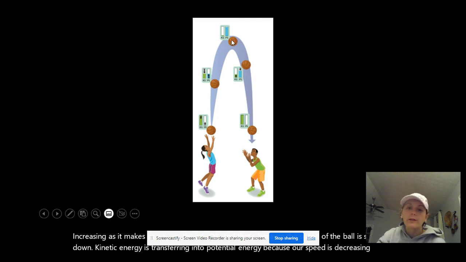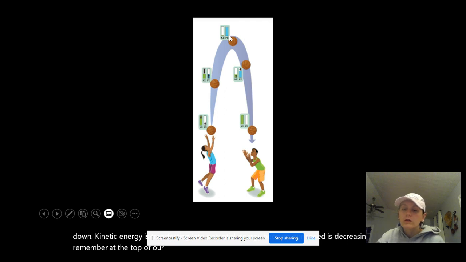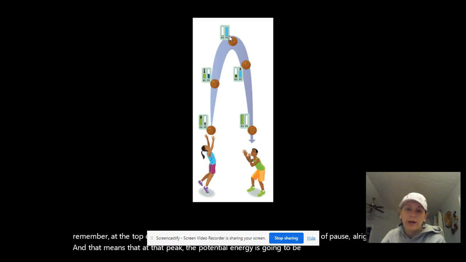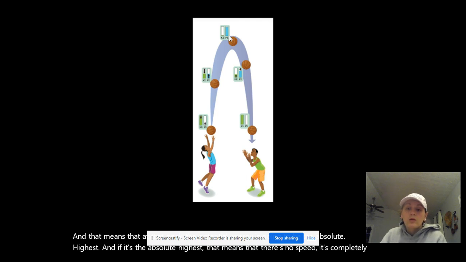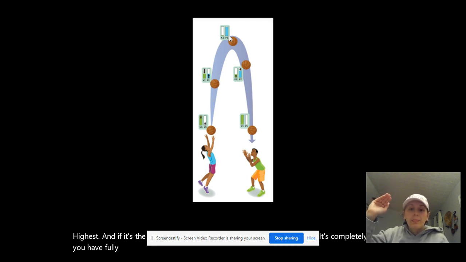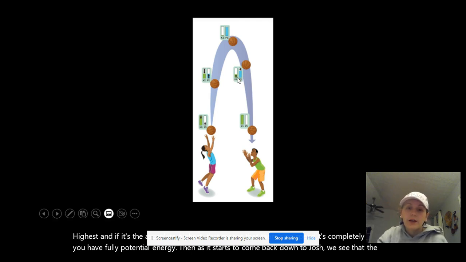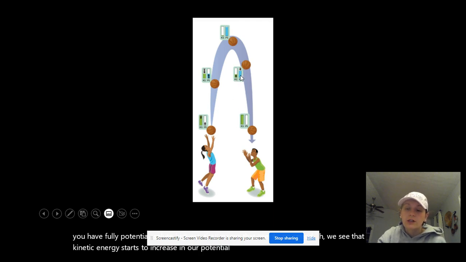Now, remember, at the top of our arc, we're always going to have a nanosecond of pause. And that means that at that peak, the potential energy is going to be the absolute highest. And if it's the absolute highest, that means that there's no speed. It's completely still. So you have fully potential energy. Then as it starts to come back down to Josh, we see that the kinetic energy starts to increase and our potential energy starts to decrease.